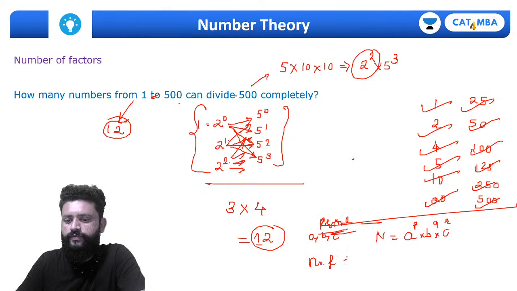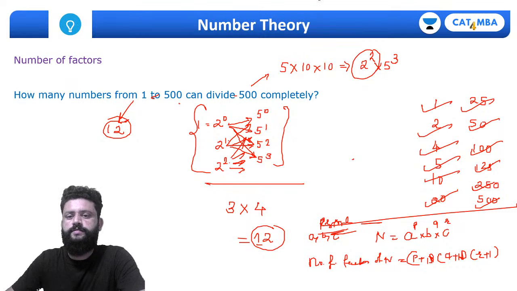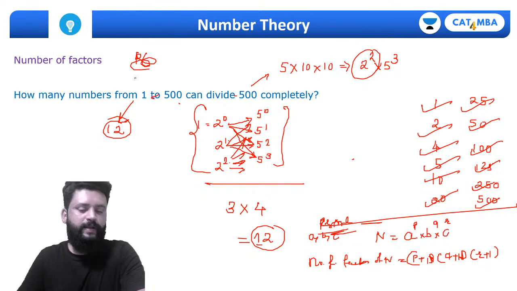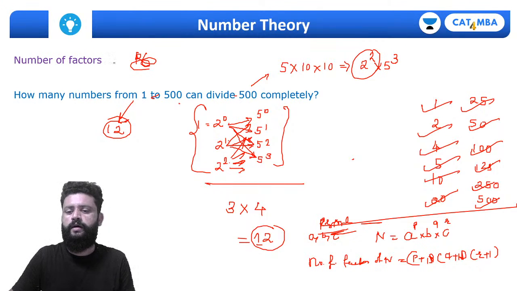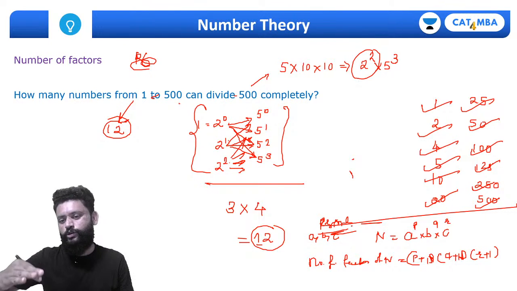Then the number of factors of n must be equal to (p plus 1) into (q plus 1) into (r plus 1). Understood this? That's the formula. You can remember the plus 1 because we start from a to the power 0, a to the power 1, a to the power 2 till a to the power p.